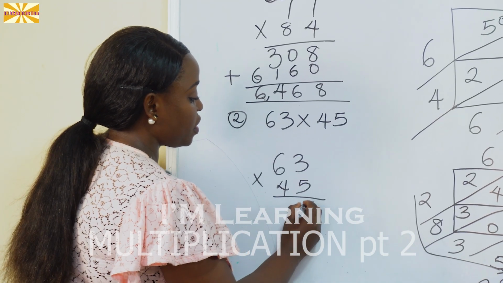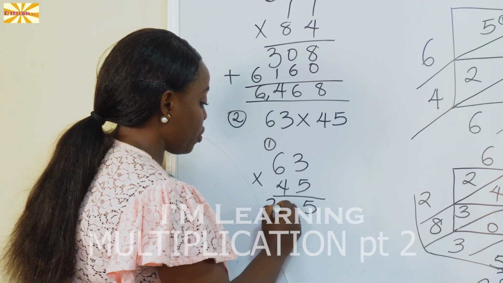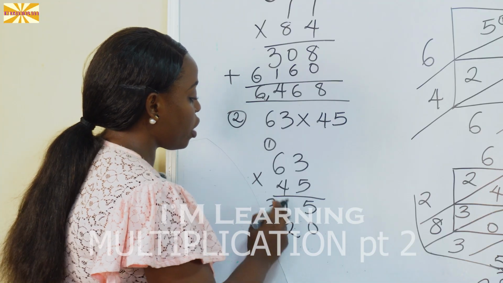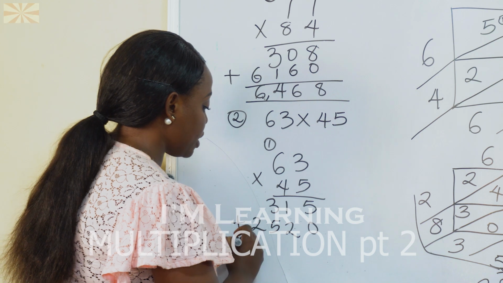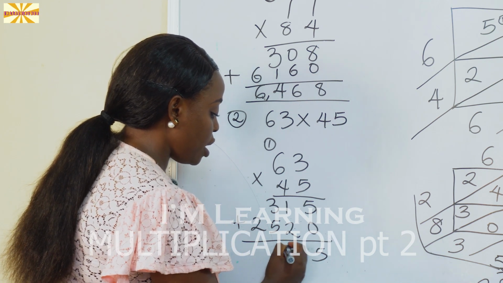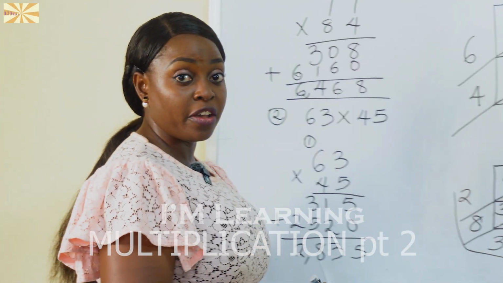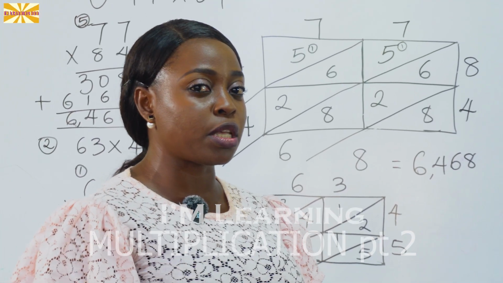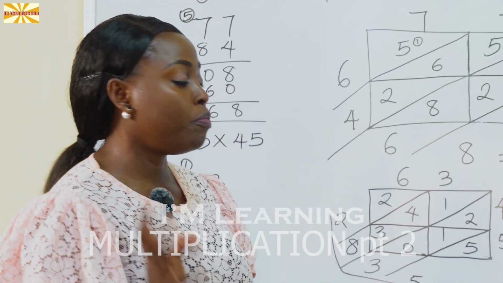5 times 3 is 15. 5 carry 1. 5 times 6 is 30 plus that one we carried 31. Remember to put your placeholder. 4 times 3 is 12. Carry 1. 4 times 6 is 24 plus that one is 25. By the time we add these, we would have 5, 3, 8, and 2. Our answer is going to be 2,835. Now, I want us to try it with one other number because I want to explain a concept with the lattice method of multiplication that is easily missed.